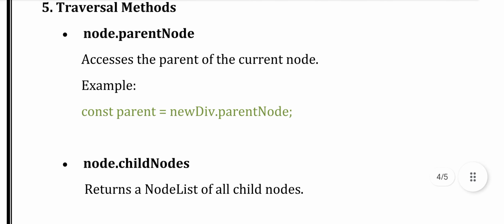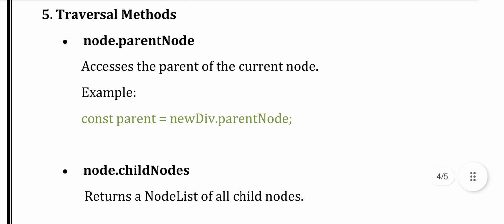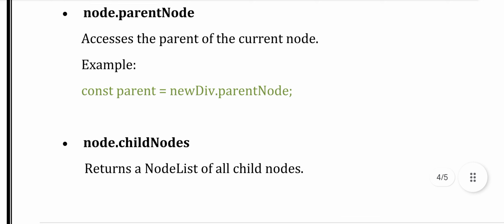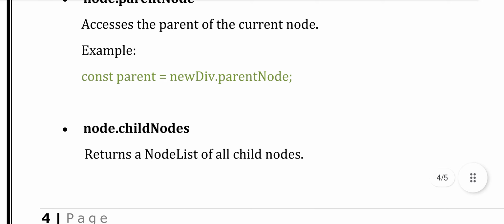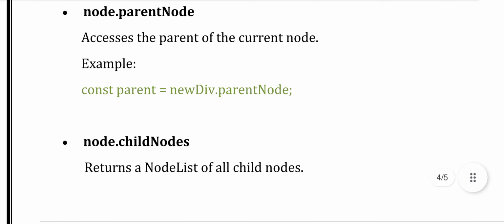Now is the traversal methods, like node dot parent node. Through this, for our node, in this way we are using new div, that is the element which we created. So here we use parent.